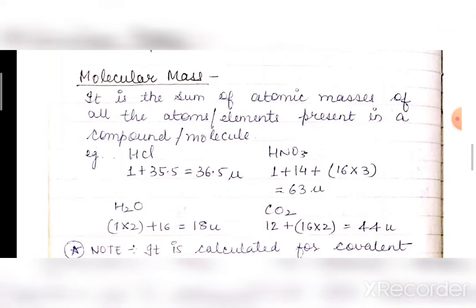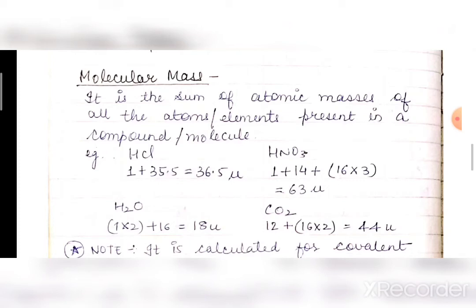Next topic, molecular mass. It is the sum of atomic masses of all the atoms or elements present in a compound or molecule. That means if you want to calculate the molecular mass, then you have to take the formula of a molecule. Then you have to have the mass of all the atoms present in the molecule. Then you have to add them.